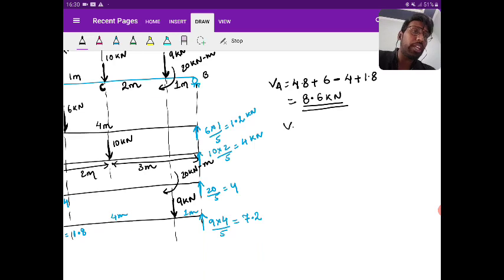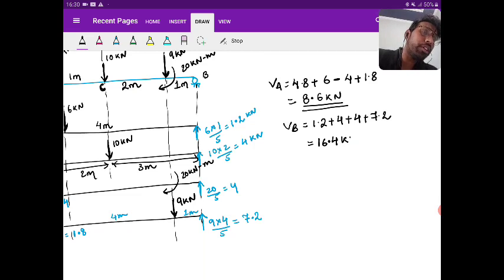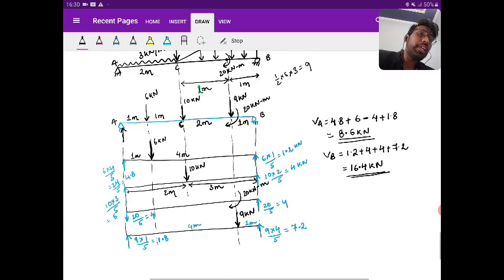Yes. And what is VB? All are in the same direction. So 1.2 plus 4 plus 4 plus 7.2. So it is 8.4 plus 8, that is 16.4 kilonewton. So this is the total vertical reaction that is developing at VA and VB.